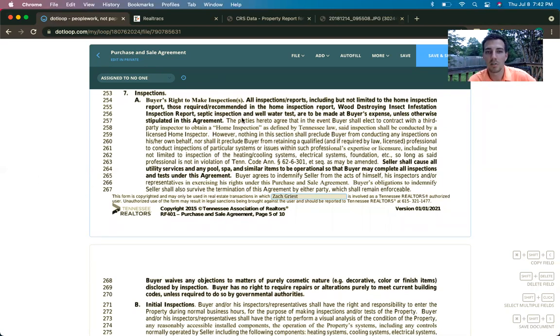The parties hereto agree that in the event buyer shall elect to contract with a third-party inspector to obtain a home inspection, said inspection shall be conducted by a licensed home inspector. So they can't have a random friend or a buddy that's not licensed. If they want a home inspection, it needs to be by a licensed professional. However, nothing in this section shall preclude buyer from conducting any inspections on his or her own behalf. So a buyer can do his own inspections. Important to note.